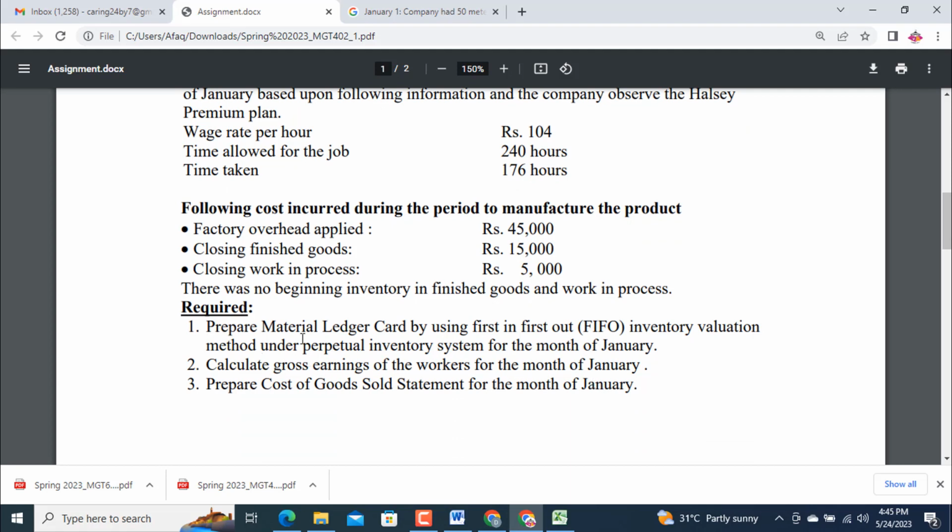Required: prepare a material ledger card by using the first in first out (FIFO) inventory valuation method under the perpetual inventory system for the month of January. Calculate the gross earning of the workers for the month of January. Prepare the cost of goods sold statement for the month of January. So let's move to the solution that I have made in an Excel workbook.